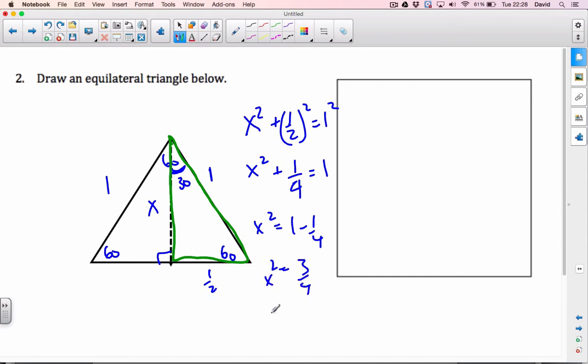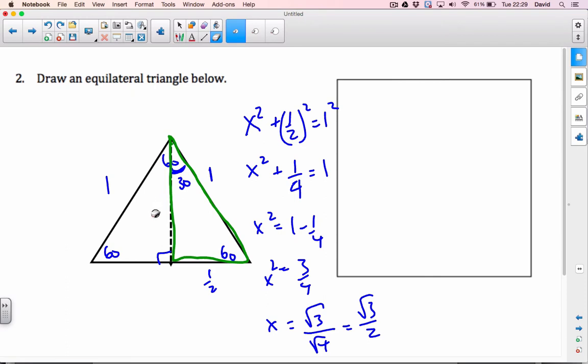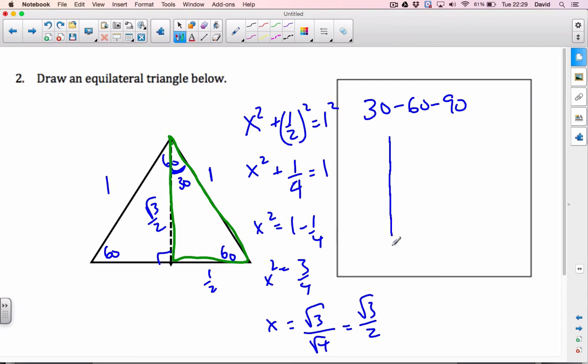If I take the square root of both sides, I get the square root of 3 over the square root of 4, which is square root of 3 over 2. And that's the measurement of the height of this triangle, square root 3 over 2. And so this is another special triangle called a 30, 60, 90 triangle. Very creative names mathematicians have come up with.